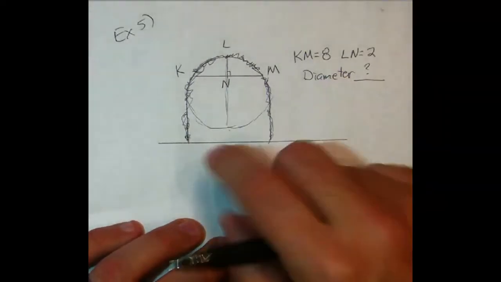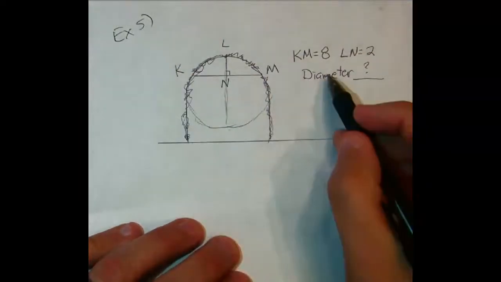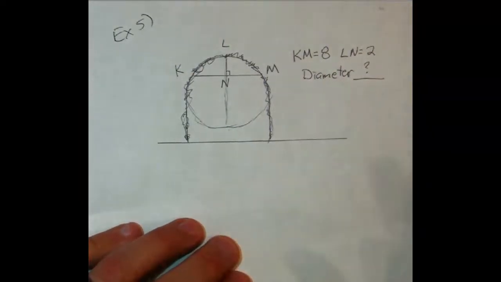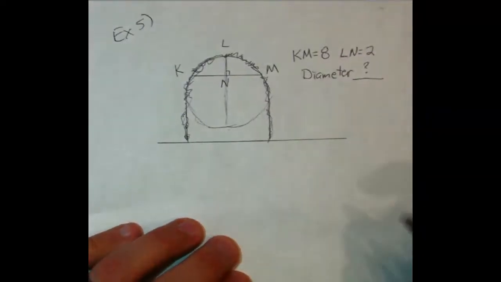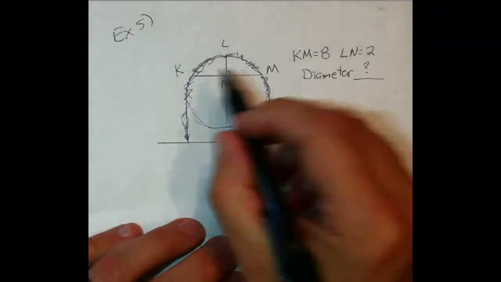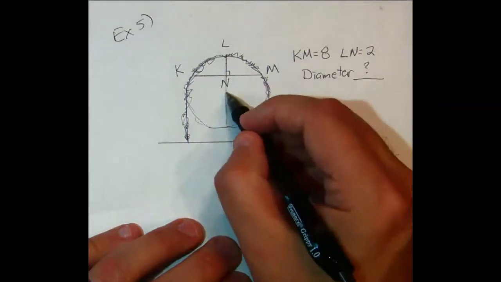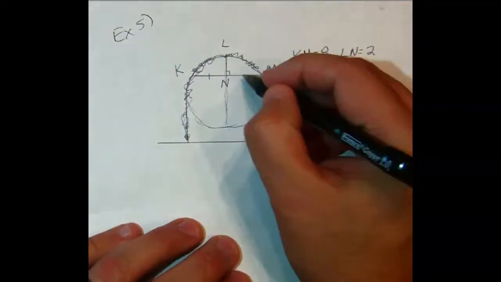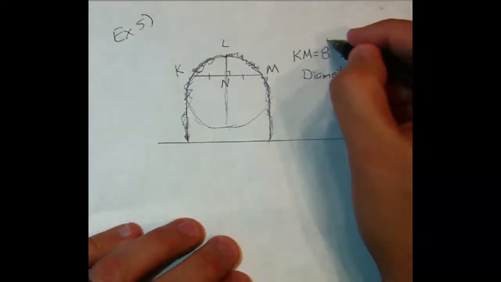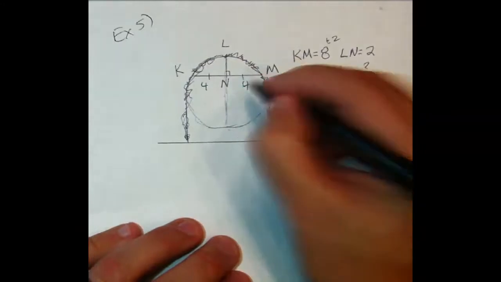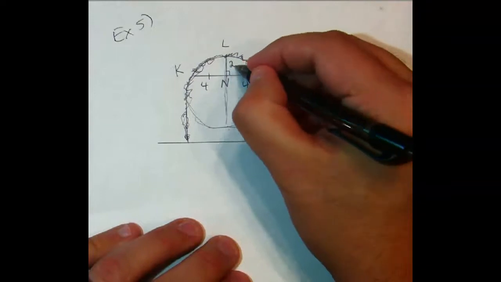Even though they didn't give you this part, we can add it in. It's basically almost like number 4, except it did not have a complete circle. KM is 8, so here's KM. Since this is perpendicular, this is a bisector going through the center, so KN and MN are congruent. If this is 8, divided by 2, you get 4 and 4. LN, here's LN, that gives you 2.